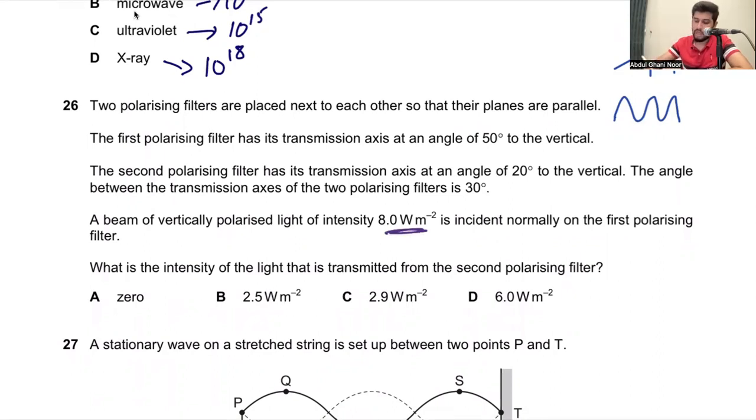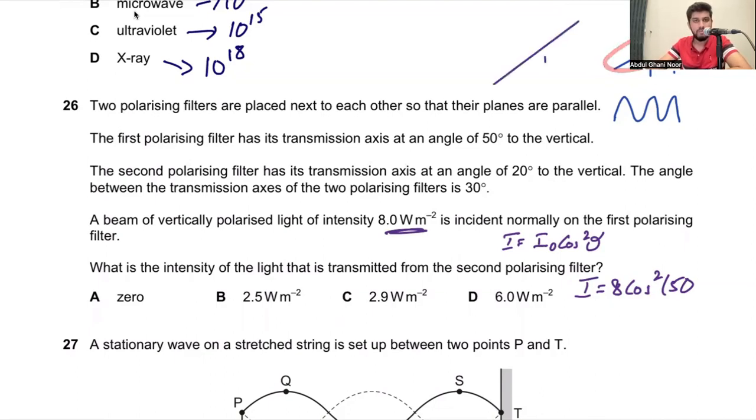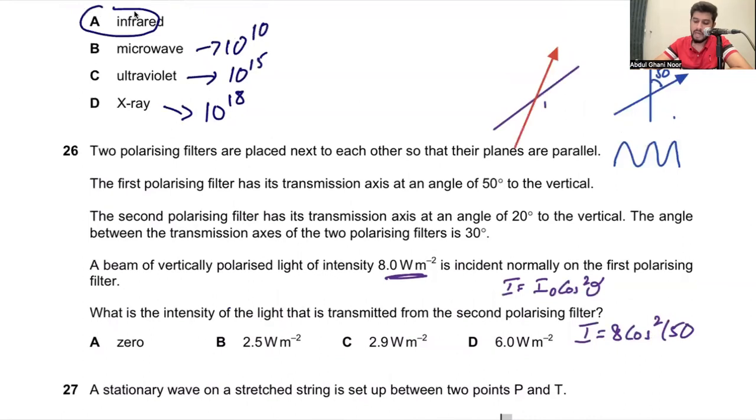After light passes through this, I know the intensity will be I naught cos squared theta. So I can say intensity is 8 multiplied by cos squared theta, where theta is equal to 50 degrees, cos squared 50. So after passing through the first filter, our light will be polarized in the direction of this filter. And then the second polarizing filter is placed at an angle of 20 degrees to the vertical, but it has an angle of 30 degrees to the previous one.